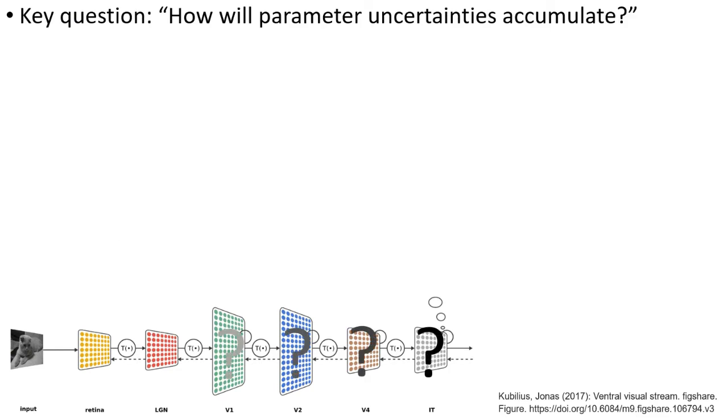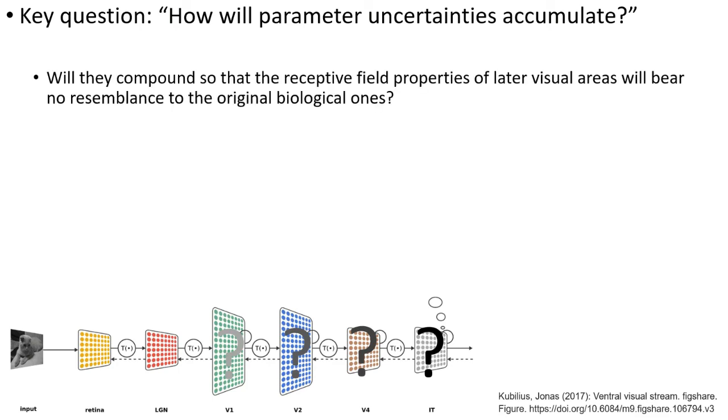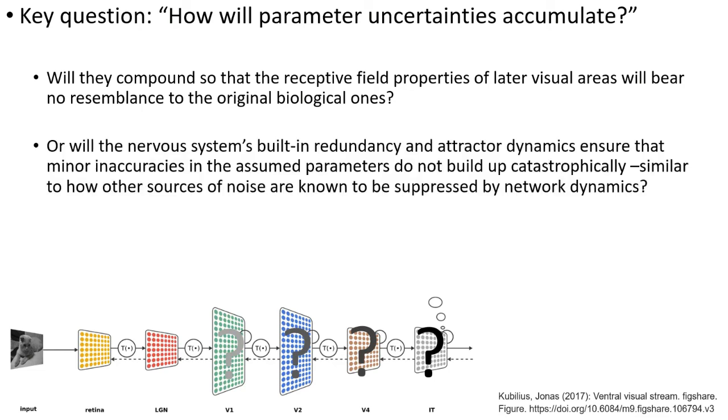A key question in such an approach is how parameter uncertainties will accumulate. Will they compound so that the receptive field properties of later visual areas will essentially bear no resemblance to the original biological ones? Or will the nervous system's built-in redundancy and attractor dynamics ensure that minor inaccuracies in the assumed parameters do not build up catastrophically, similar to how other sources of noise are known to be suppressed by network dynamics?